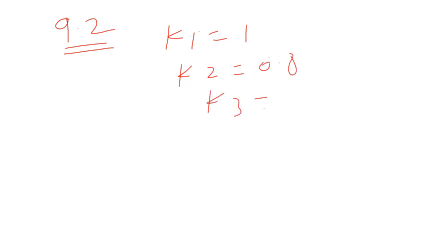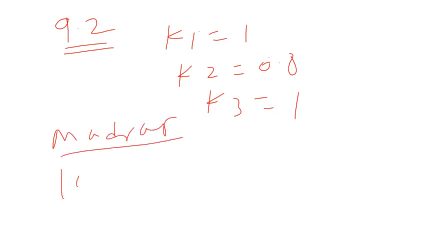Now let's try to solve problem number 9.2. I will read out the problem. Find the wind pressure for design of a sloping roof of span 10 meter and pitch 1/4. The height of the eaves is 5 meter above ground. The building is situated in Madras and its permeability is normal. Assume K1 equal to 1, K2 equal to 0.8, and K3 equal to 1.